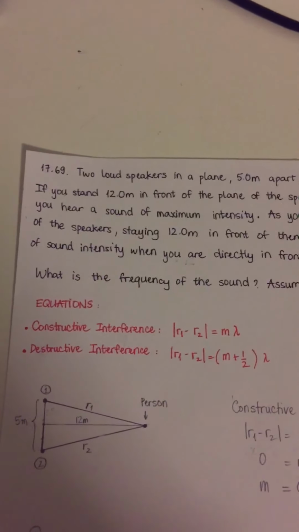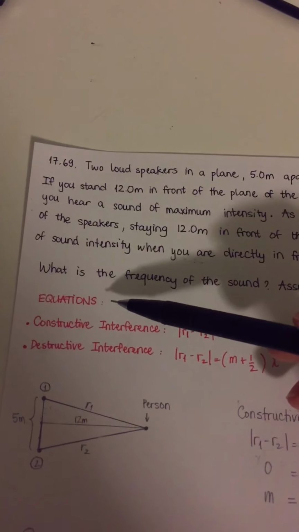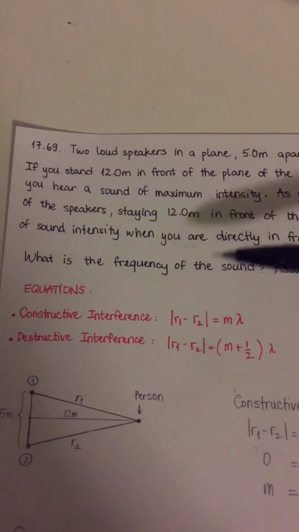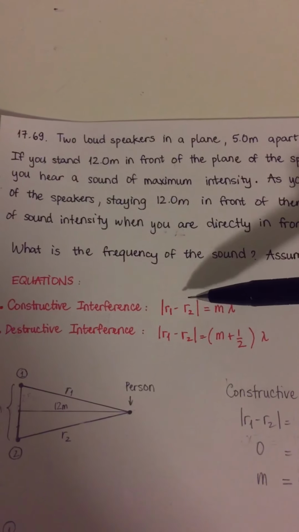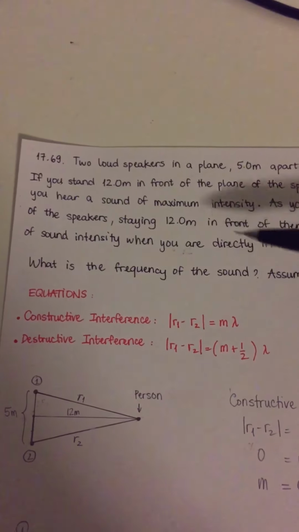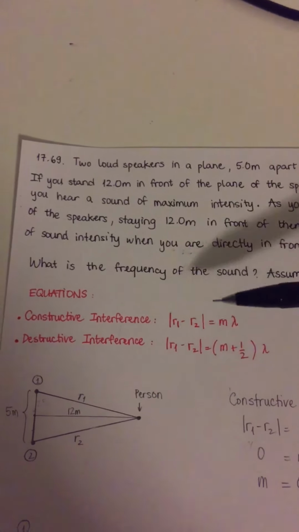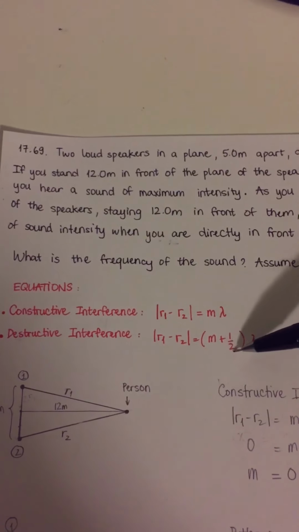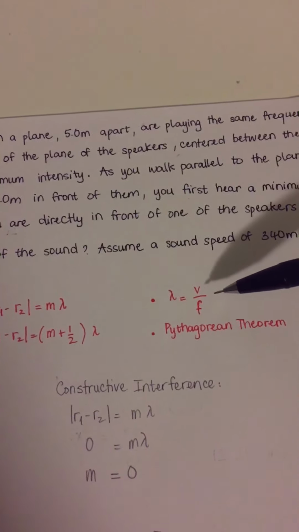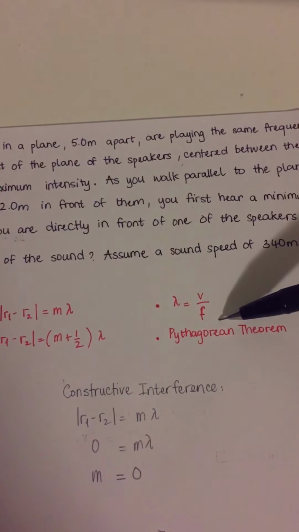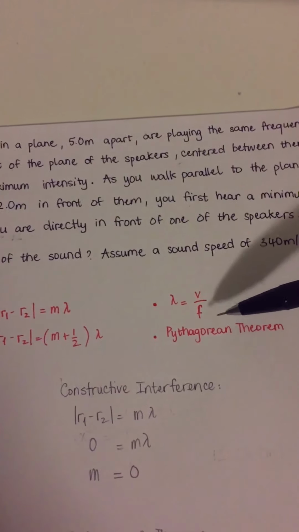So here are all of the equations we're gonna use in this problem. Constructive interference is the absolute value of R1 minus R2 equals m times wavelength. Destructive interference, absolute value of R1 minus R2 equals m plus 1/2 times wavelength. And we also know that wavelength equals speed over frequency, and we will also use the Pythagorean theorem.